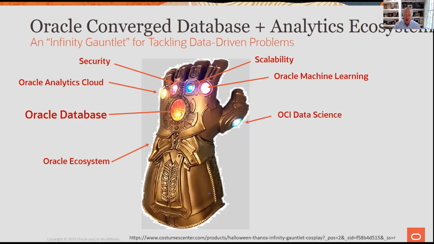And I've been on this kind of viewpoint lately. Maybe I watch too many Marvel movies, but it seems as if the converged database, with all these analytics that are part of this database and built inside, and also this ecosystem around it, is the most powerful weapon for tackling data-driven problems. You have the database in the center, you have Oracle machine learning deep inside of it, you've got the analytics cloud that talks to it, the security and scalability of the database, OCI data science, another very complementary offering, and you get this whole ecosystem from Oracle that you can do a lot with.